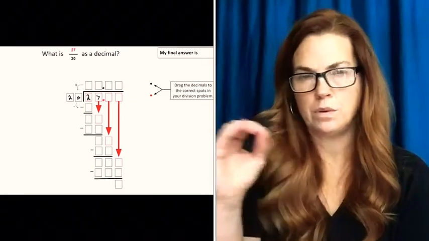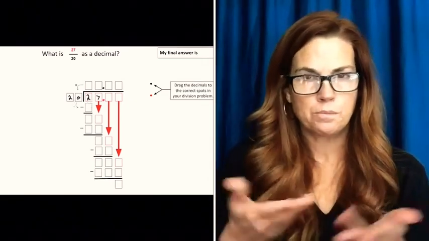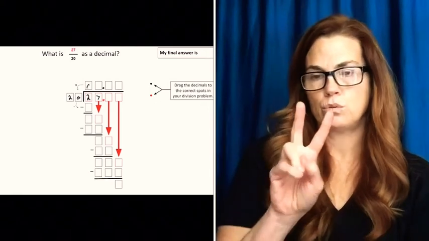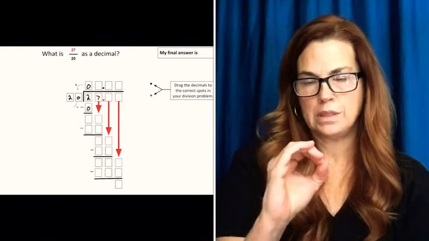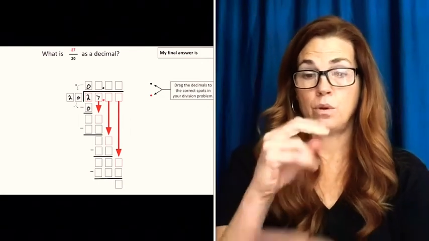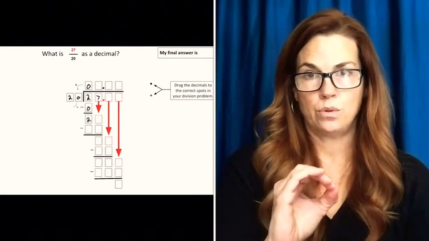How many times does 20 go into 2? Well, 20 doesn't go into 2, so I'm going to put 0. 0 times 20 is 0. 2 minus 0 is 2. Then I bring down my 7.